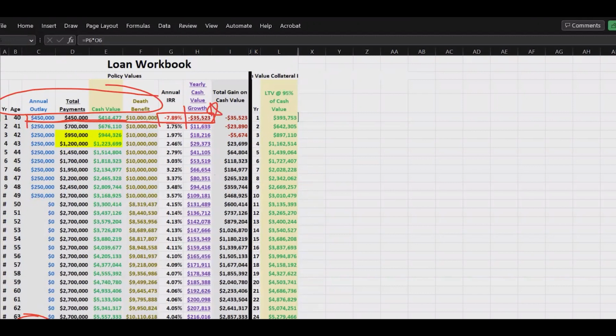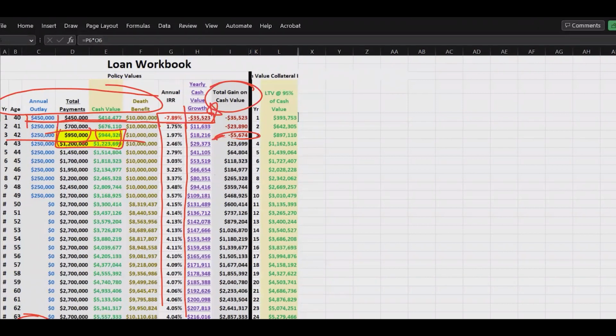All right, so here we go. There's my break even, almost year 3. And what we've got is the annualized internal rate of return, but then also in dollars. What's the net cash value growth every year? And on the far right, the total gain on cash value. In year 3, I'm in the red because I've paid in $950,000 and I've got $944,000 in cash value. That's why I'm almost negative $6,000.